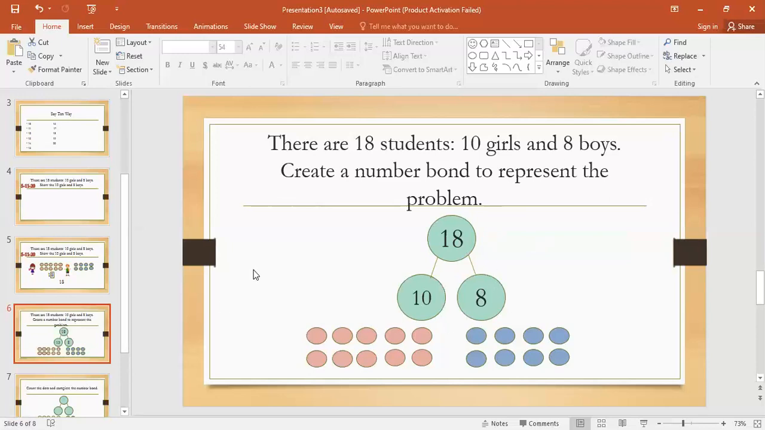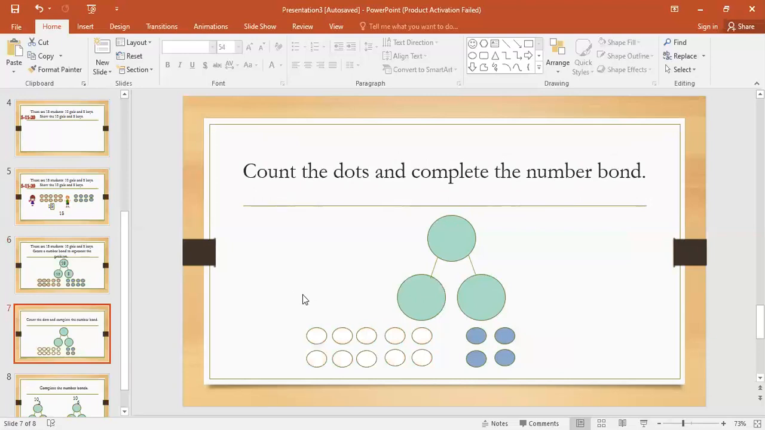We are going to go through a few practice problems together, and then I will show you your lesson 7 problem set that you will complete today. Okay, count the dots and complete the number bond. So that's what we need to do. We need to count part 1 and part 2, and then figure out our total number of dots.